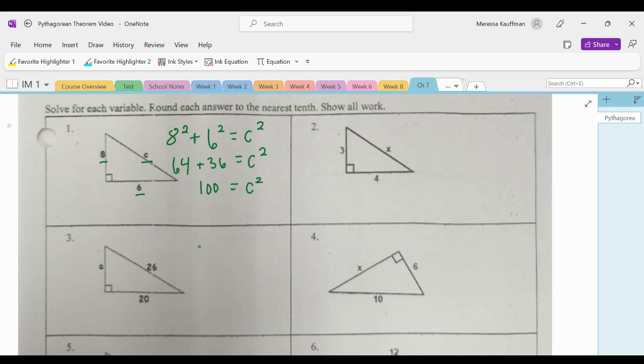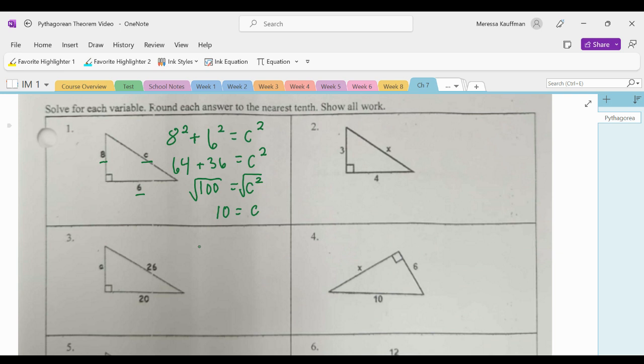Now I'm not done yet. I've got to take the square root of both sides. This just becomes c because they cancel each other out. The square root of 100 is 10. And does that make sense? Yes, it's the longest side.